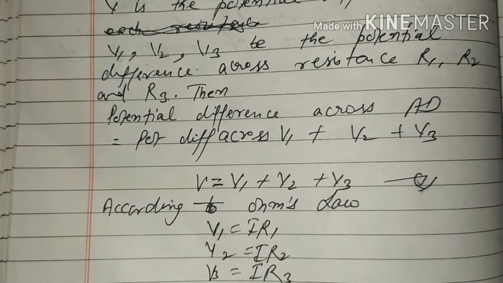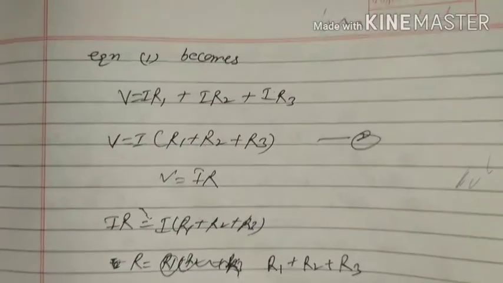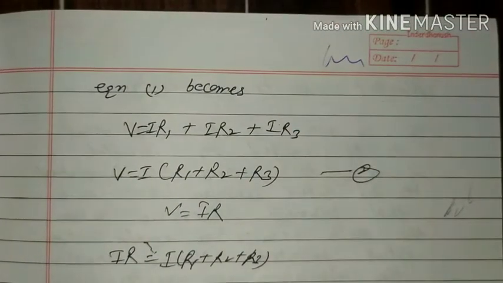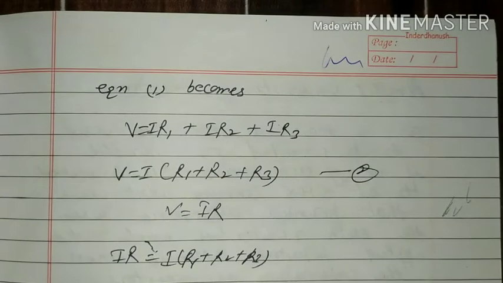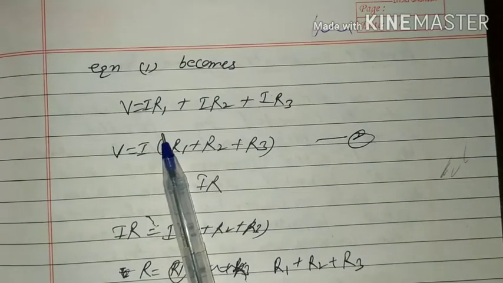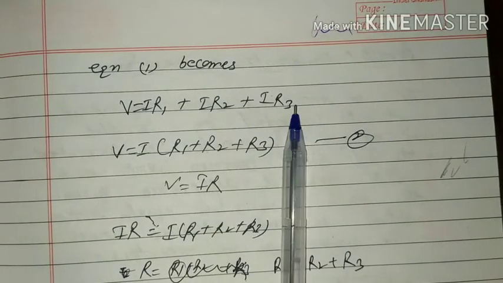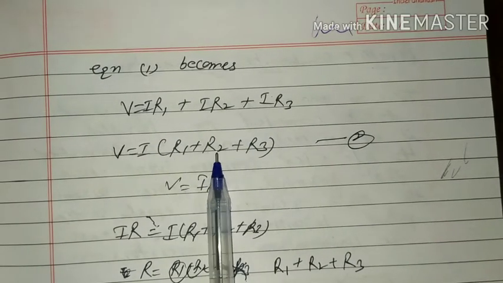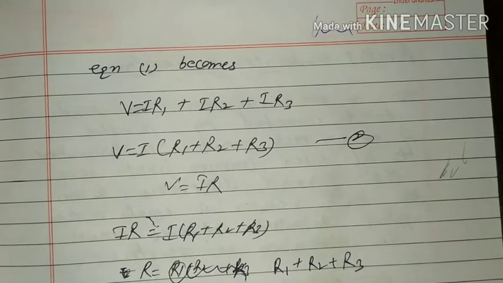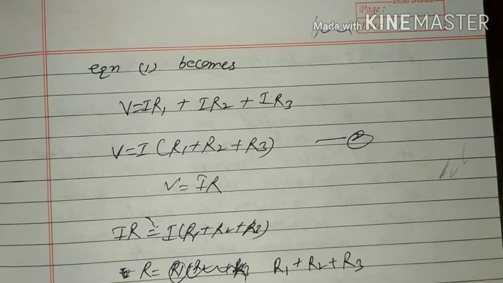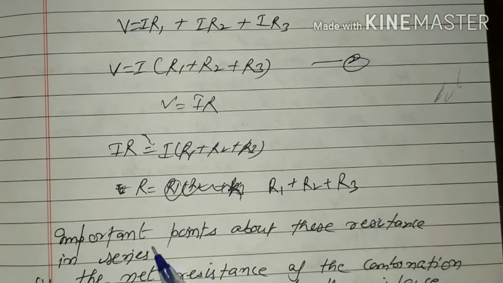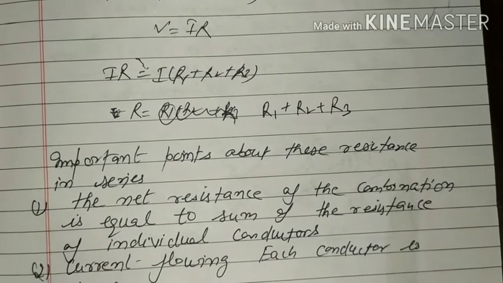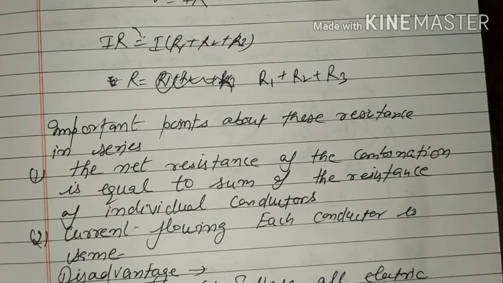Now on the next page, equation 1 becomes V is equal to IR1 plus IR2 plus IR3, that is V1 plus V2 plus V3. I is common here: I times R1 plus R2 plus R3. Now again Ohm's law, V is equal to IR, put it here, so I is cancelled from both sides and R remains: R is equal to R1 plus R2 plus R3. Now important points about resistances in series, quick memory points.